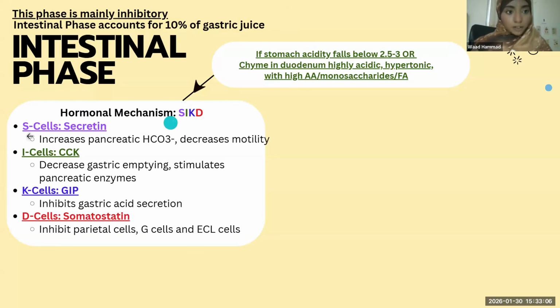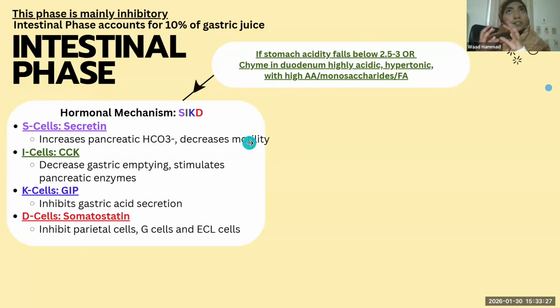So the first cell that works in the hormonal mechanism is the S cell, and it releases secretin. So you can just remember it as S cell for secretin. And secretin stimulates the release of pancreatic bicarbonate, okay? So that is acting like a buffer, and it also decreases motility.